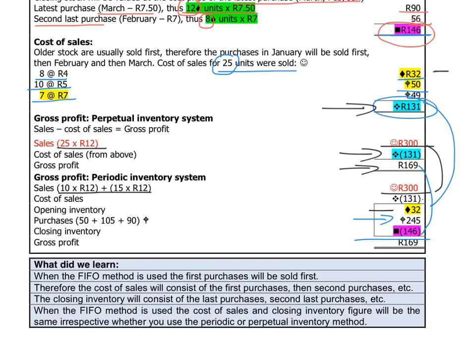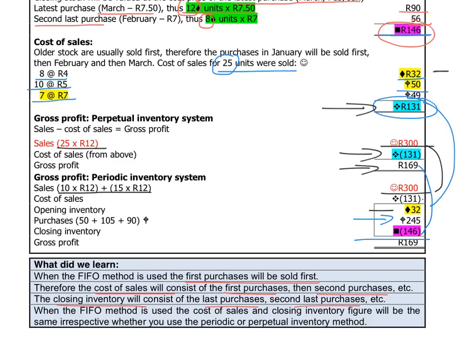So what did we learn today? When the FIFO method is used, first purchases will be sold first. And all the purchases that are left over at the end of the year, the last purchases, will form part of my closing inventory. Because the first goods are sold first, the cost of sales will consist of your first purchases, second purchases, third purchases. The closing inventory will consist of the last purchases, second last purchases, etc.